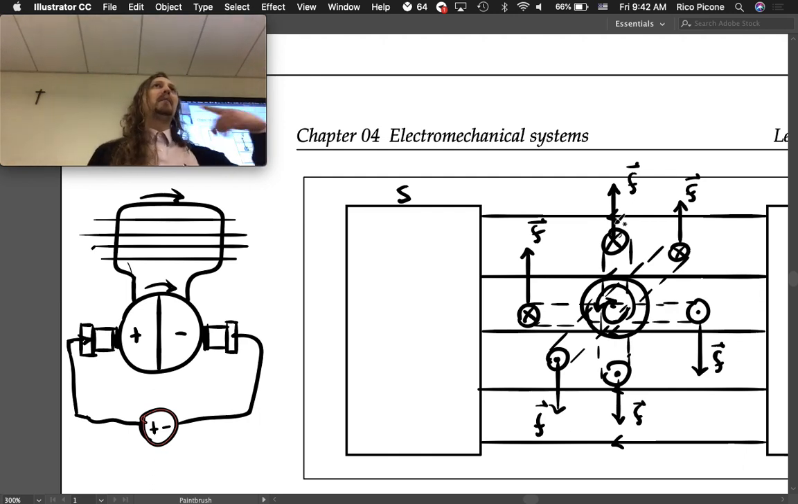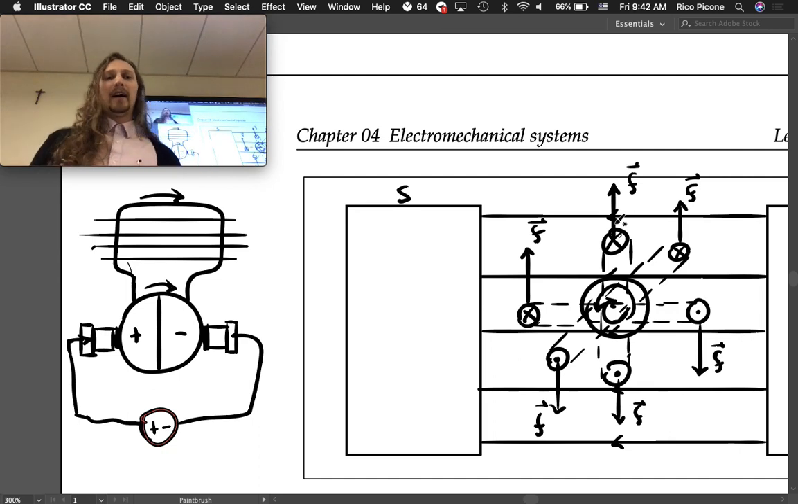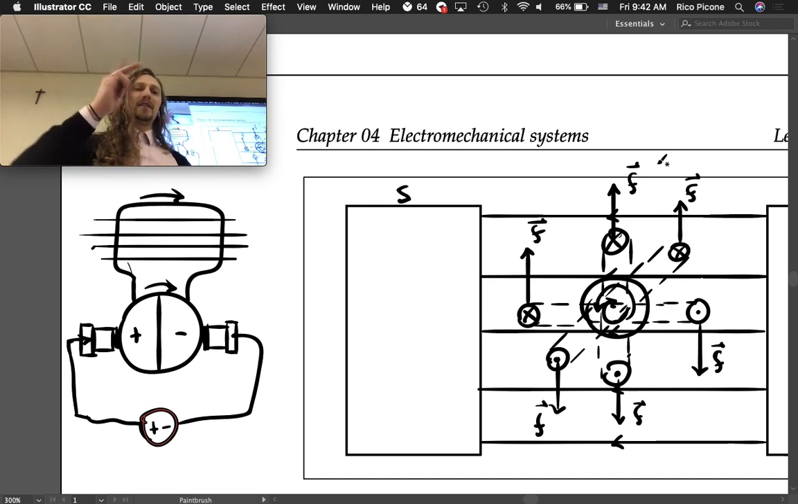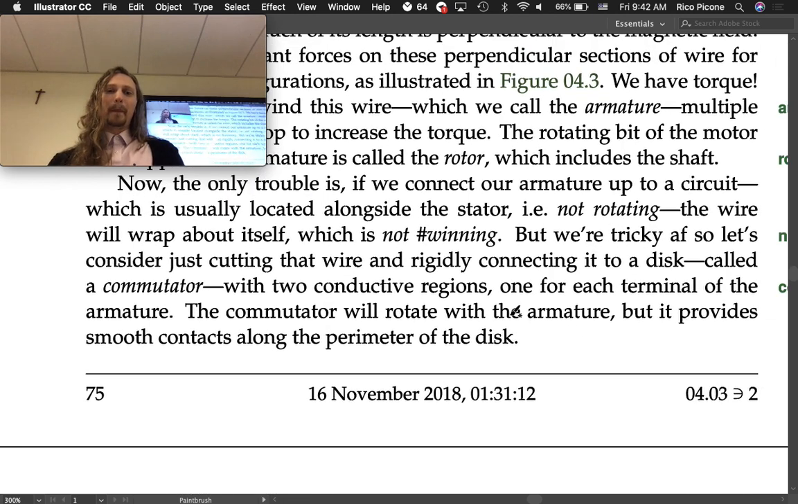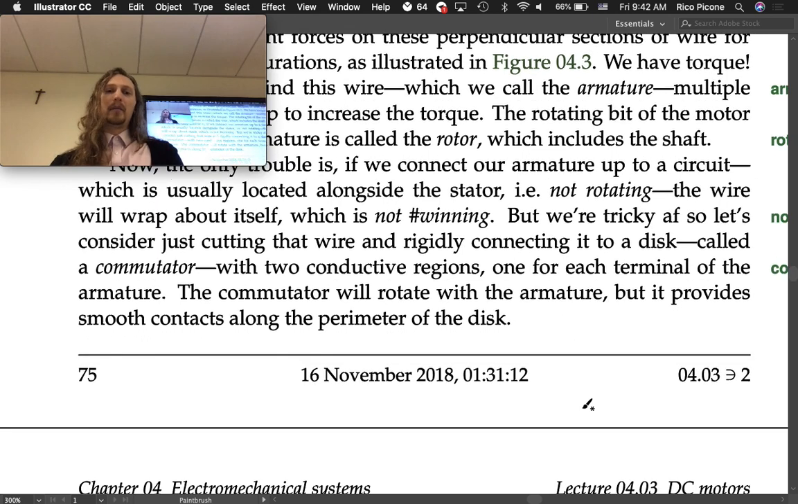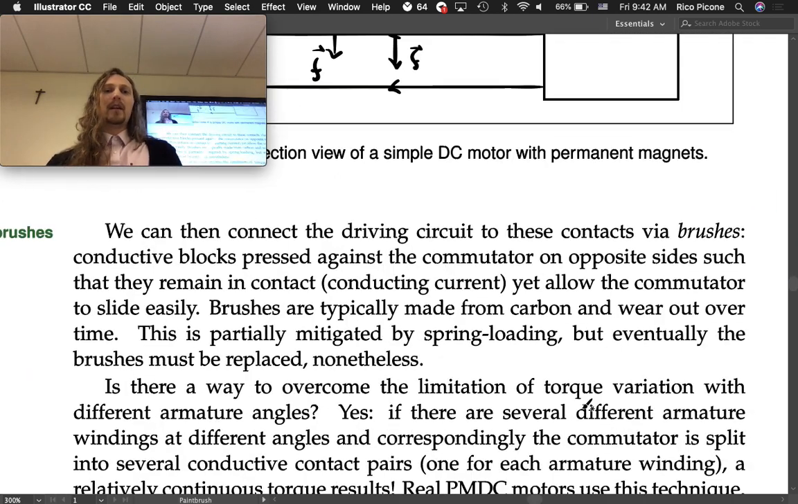We've solved this wire wrapping problem, and we've also solved this issue of the torque switching directions. We can keep the torque in one direction, and we can allow there to be this electrical contact without having wires that are going to wrap around each other. So, good. The commutator will rotate with the armature, but it provides smooth contacts along the perimeter of the disc. We can then connect the driving circuit to these contacts via brushes. So these are the conductive blocks that press against the commutator on opposite sides such that they remain in contact, conducting current, yet allowing the commutator to slide easily.